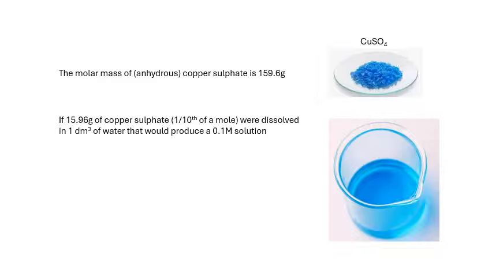And what I'm going to do is get 1/10 of a mole, which is 15.96 grams. And I'm going to dissolve that in 1 decimeter cubed of water, which you'll remember is 1 liter of water. And that's going to give me a solution which is 0.1 molar solution. And that means it's 0.1 moles per decimeter cubed. That is the concentration of my solution. 0.1 capital M, 0.1 molar is 0.1 moles per decimeter cubed.